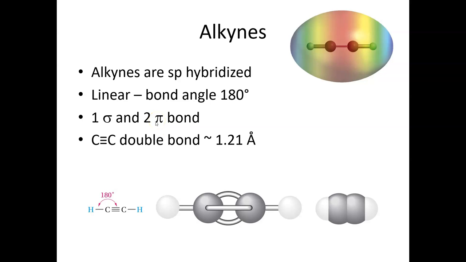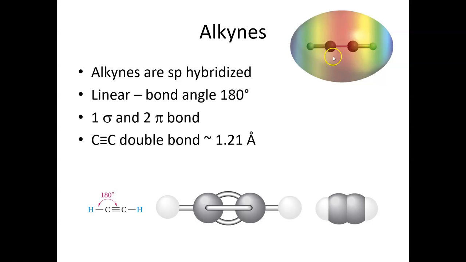unhybridized p orbitals. The bond length is a little shorter than double bonds, so we're at like 1.3 with alkenes, and we're at 1.2 with alkynes. So we compress these elements together a little more when we go to a triple bond. This picture on top kind of shows you a heat map, and that red tells us there's a lot of electron density in the middle here. So this is where we are going to be donating electrons to other things with our triple bonds.